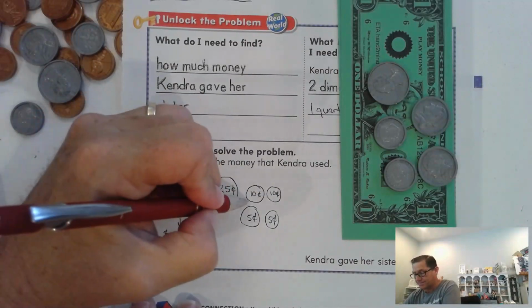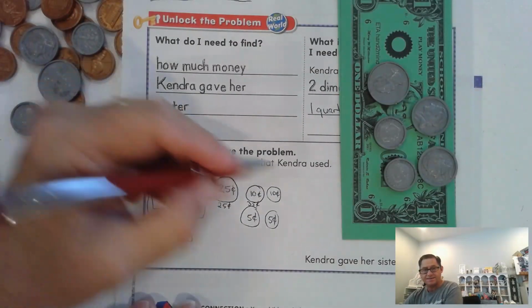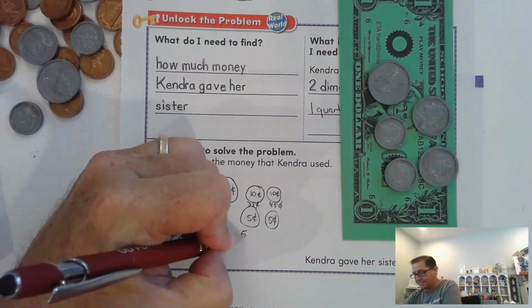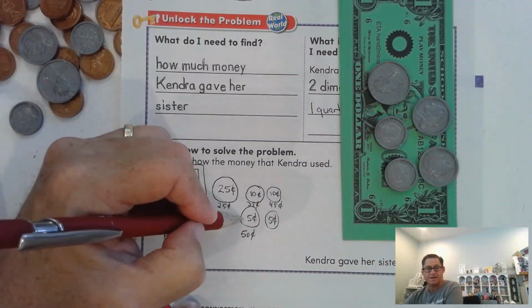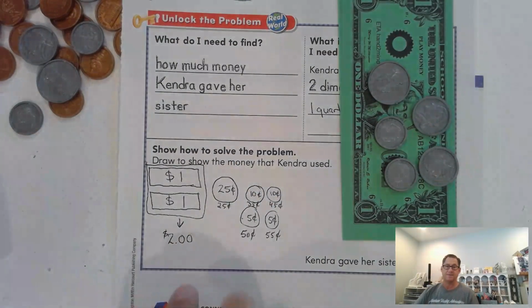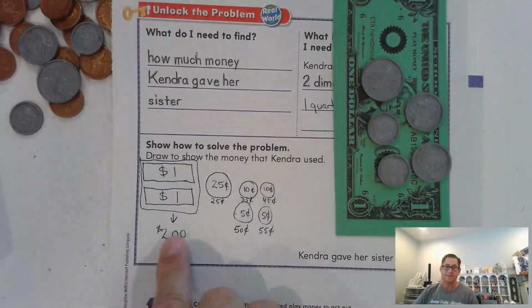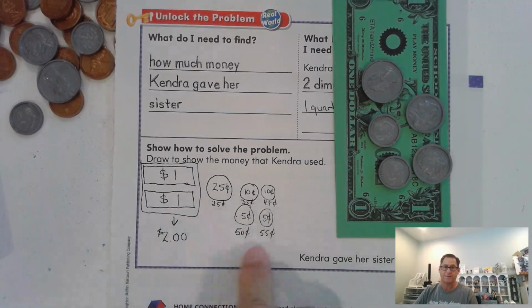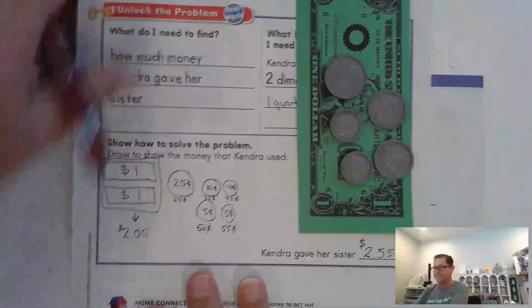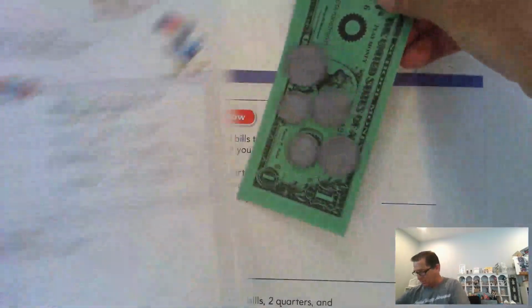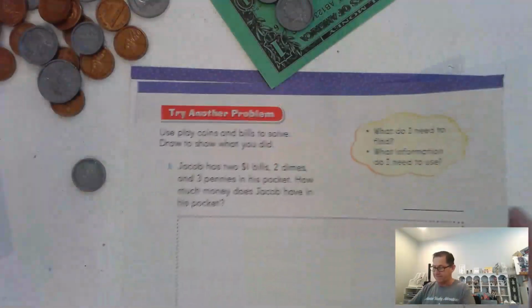25 cents, 35 cents, 45 cents, 50 cents. 45 plus 5 is 50. 50 and 5 more, 55 cents. So we combine them. Remember, the decimal point separates the dollars and the cents. So $2.55. And so it looks like this, $2.55. Let's go to page 70.